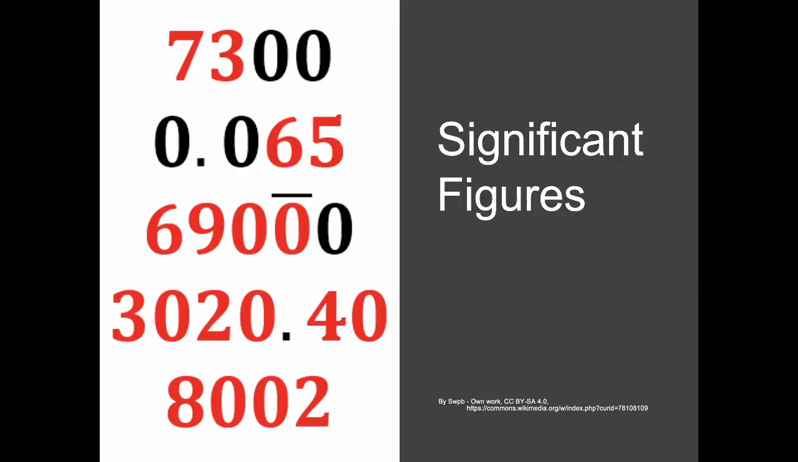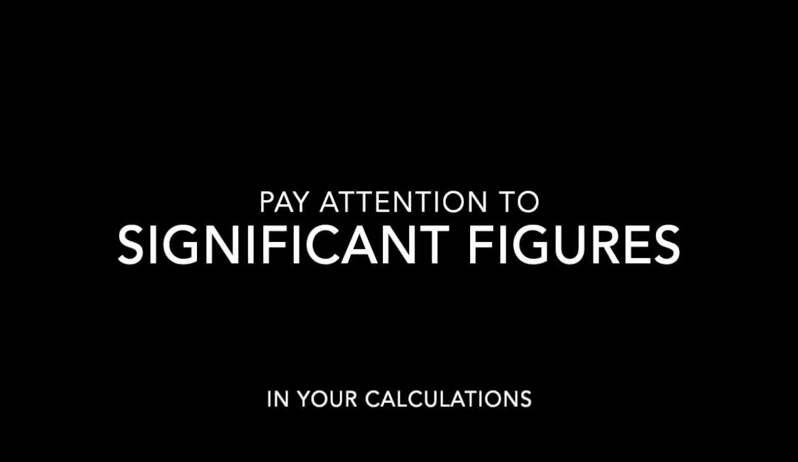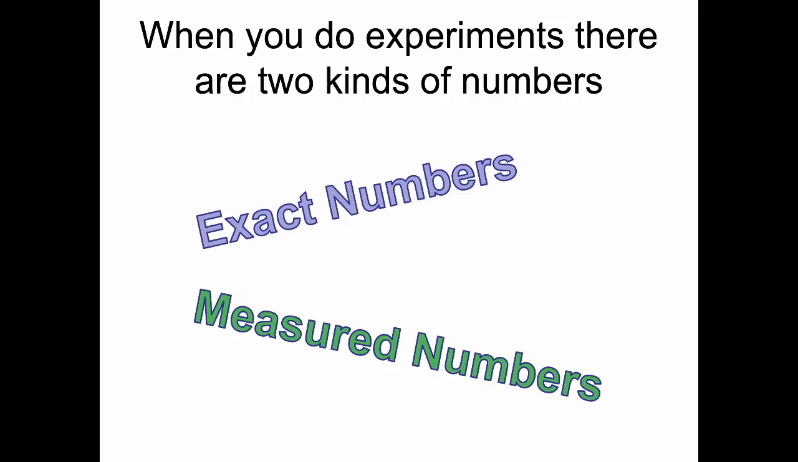In chemistry, we want to use numbers that are precise, but the precision of the answers we give when we're crunching problems is going to be limited by the measurements or numbers we start out with. We deal with this by paying attention to significant figures. When you work with data, there are two kinds of numbers you'll run across: exact numbers and measured numbers.